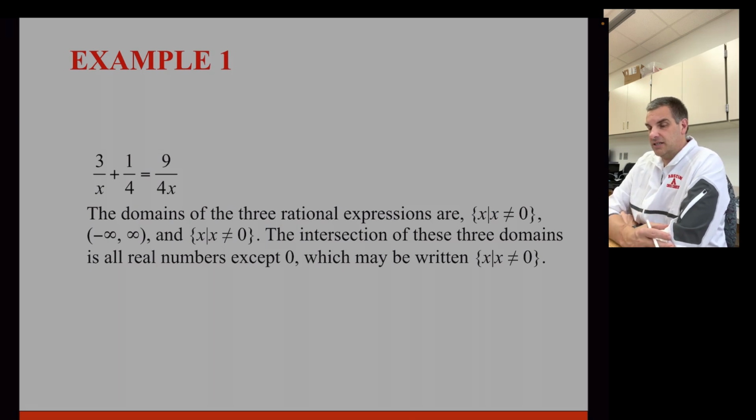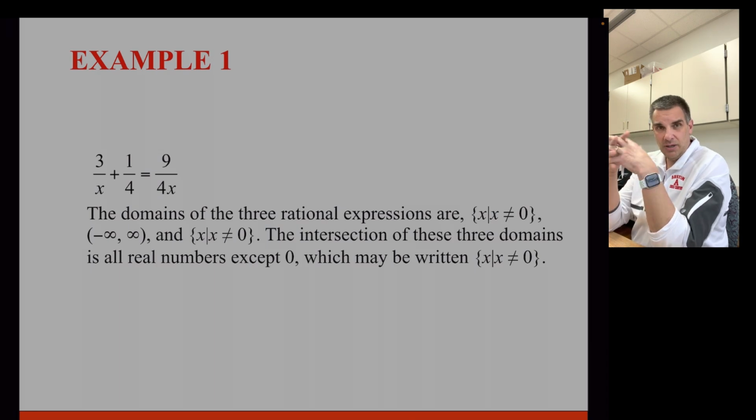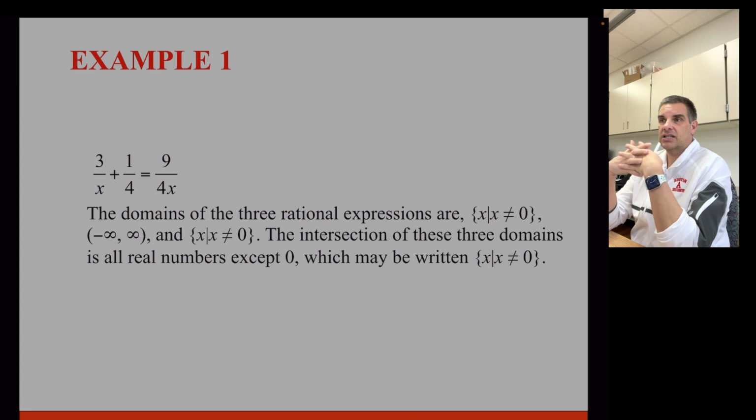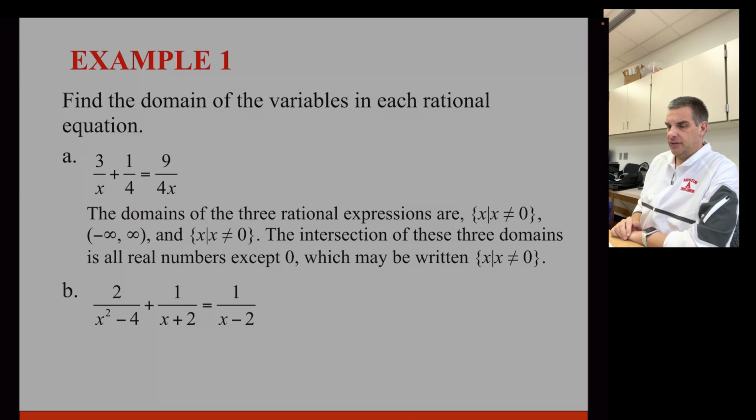The directions say the domains of the 3 rational expressions are, since we can't divide by 0, the domain for the first one is all reals except for 0. The second one doesn't matter, it's negative infinity to infinity. And for the last one, x also can't be 0. What we're looking for when we're talking about domain is really the intersection of these 3 domains, and the intersection of these 3 domains is all real numbers except for 0. So if we're looking at the domain for this, our x value could be anything except x equal to 0.